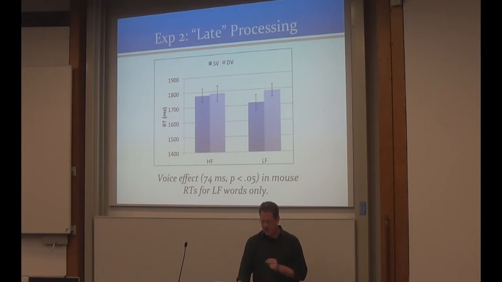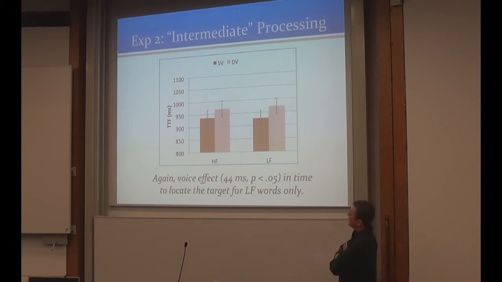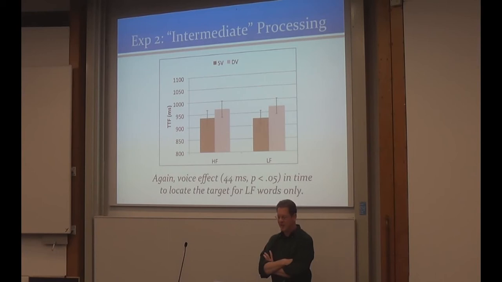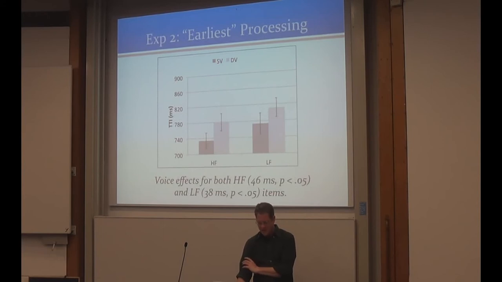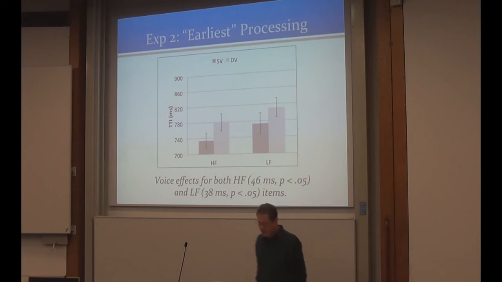But when we go to the earlier measures, finding the target, we still don't really see a frequency effect, which is interesting, unexpected, but we do get nice voice effects. People are faster to find the X and the plus on the screen if the word that they're hearing was in the same voice that they heard previously in the experiment, even though they're doing a different task now. And finally, our earliest measure of processing is time to initiate, and we see, once again, fast decisions being made and real strong voice effects. So the finding holds up across a task switch.